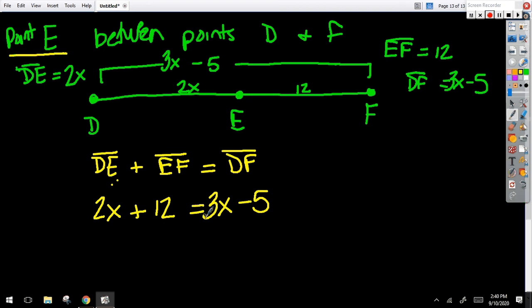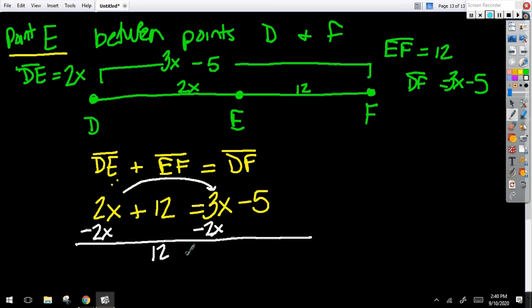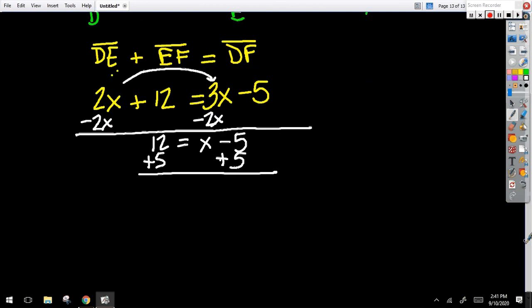Okay, so let's solve it for x. Let's move this x to this side, so I need to subtract it. So now I have 12 equals x minus 5. And if I add the 5 to both sides now, I find that 17 equals x, okay?